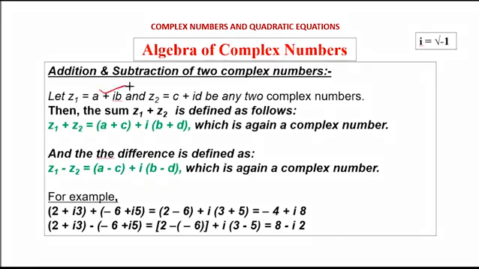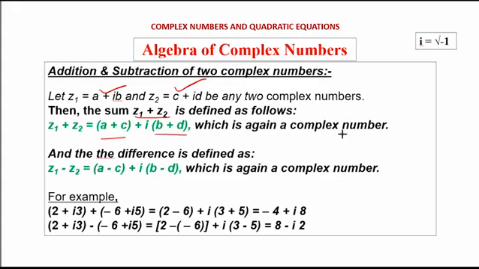Let us consider z1 is equal to a plus ib, z2 is equal to c plus id. Then z1 plus z2 gives, adding real to real, that means a plus c, and imaginary to imaginary, i into b plus d. So the real part of the sum of two complex numbers is a plus c, and the imaginary part of the sum of two complex numbers is b plus d, again a complex number. So therefore addition of two complex numbers gives again a complex number.